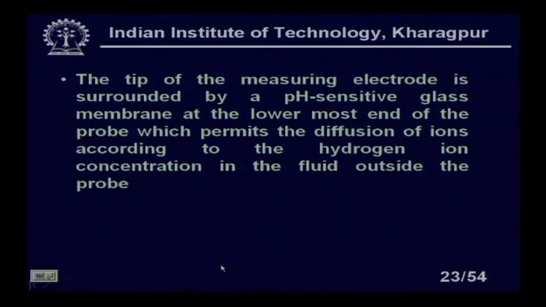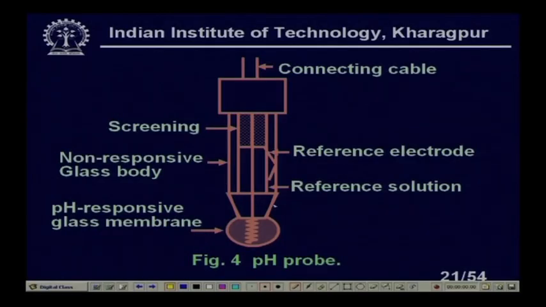The tip of the measuring electrode is surrounded by a pH sensitive glass membrane at the lowermost end of the probe, which permits the diffusion of ions according to the hydrogen ion concentration in the fluid outside the probe, clear. Outside the probe we have some liquids. So, what will happen, you see here. We have a liquid here obviously, but there will be no reactions, this liquid cannot go inside. Here you will see there is the diffusion of the hydrogen ions. So, it will react with this probe. So, we will get some output, clear.